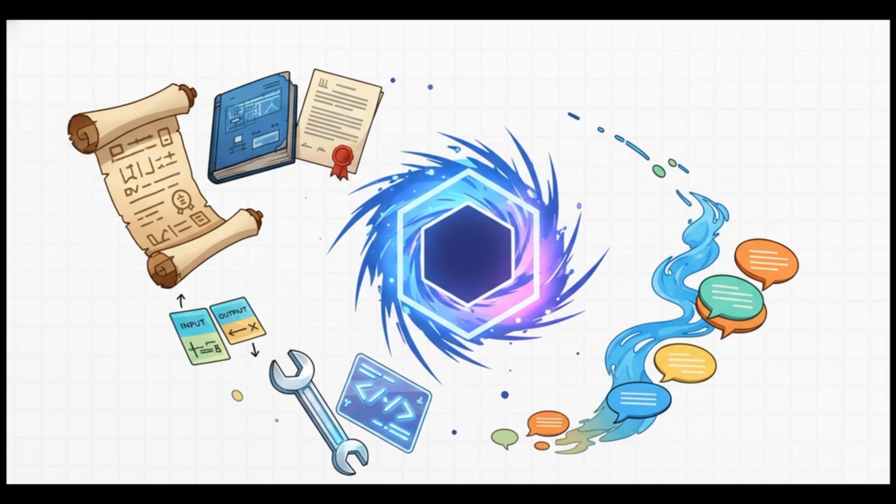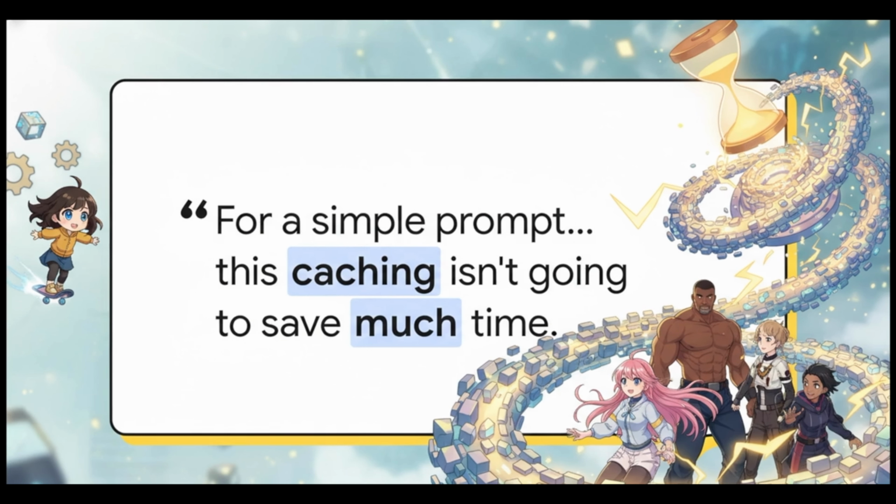The number one use case is the system prompt, the instructions that set the AI's personality and its rules. But it is an absolute game changer for feeding the model huge documents, like a 50-page user manual or a dense legal contract that you need to ask a bunch of questions about. Now, this brings up a really important reality check.